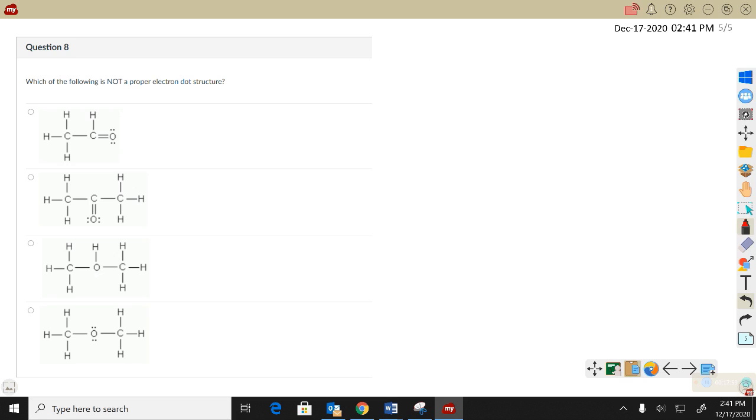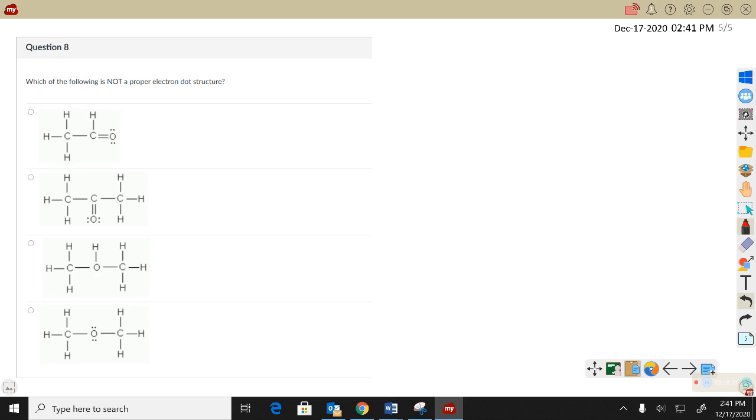The middle or the second structure is fine. I'm looking at my carbons. They all have 4 bonds. That would represent a total of 8 electrons. My hydrogen are all good with 1 bond. And my oxygen has 2 bonds and 2 lone pairs. That adds up to 8.